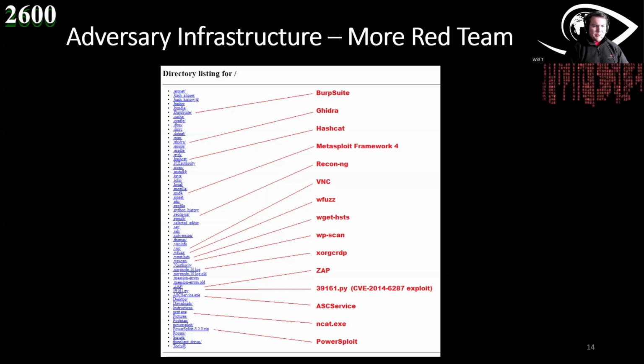But other things like Burp Suite, Metasploit, ReconNG, VNC, these are more power exploit. These are the kinds of things that you would use against the target. So this was kind of an interesting finding because you had a whole real big mix of tools here.